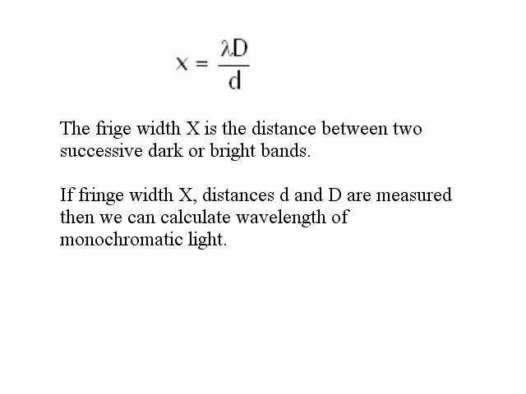Thus, if distance small d, capital D, and fringe width x are measured, we can calculate the wavelength of the monochromatic light used in the experiment. In Young's experiment and in Fresnel's biprism experiment, we measure the fringe width, the distance between the sources and the screen, and the distance between the sources, and from that we can calculate the wavelength of the light used.